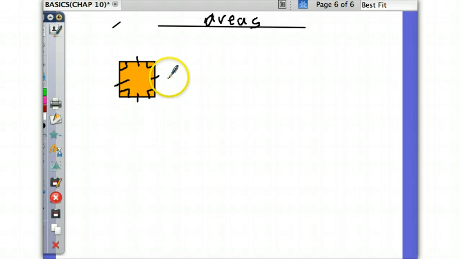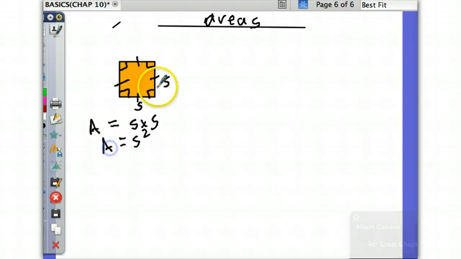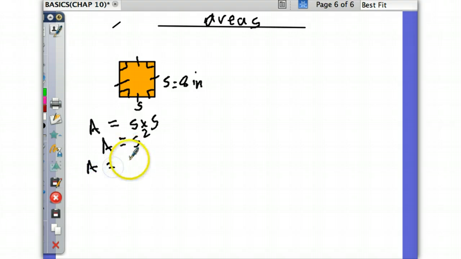Alright, the formula is pretty easy for this in terms of the area. The side is S, they're all S all around. So the area, instead of saying length times width, we just say side times side, which is simply side squared. For example, if the side length is 8 inches, the area is A equals 8 squared, which is 64 inches squared.